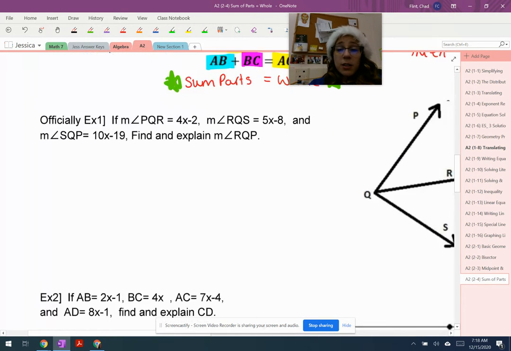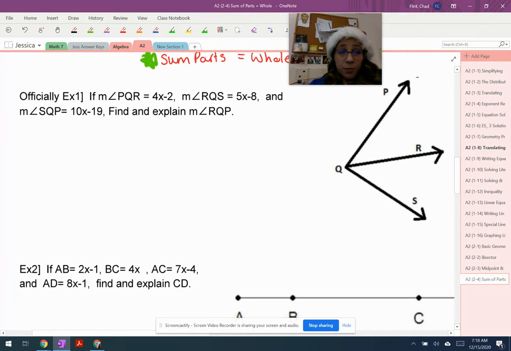Okay, so let's take a look officially at this example one. And again, when you're doing this, you need colors, crayons, markers, colored pencils, whatever you have, different colored pens even, whatever you've got available to you to kind of mark up these diagrams, because that's the best tool you have.